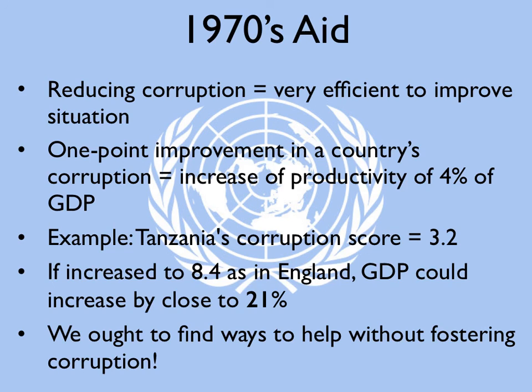So if we look at a specific example, and it's the example Moyo used, Tanzania's corruption score is 3.2, so the lower the worse, right? So 3.2. If it increased to 8.4, which is that of England, well, the GDP could increase by close to 21%. Right? So if we could change the corrupt systems in some of the African countries to what we see in the Western world, and I'm not saying it's perfect, right? England is not a 10. Well, the productivity of the country would really go up. So for me, we really ought to find ways to help people without fostering corruption.